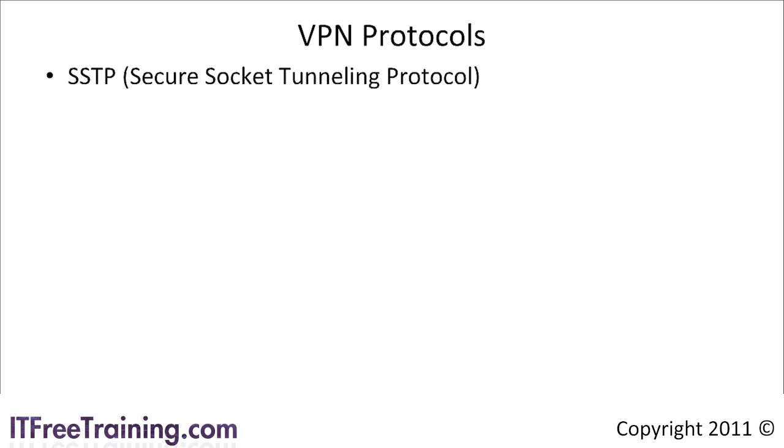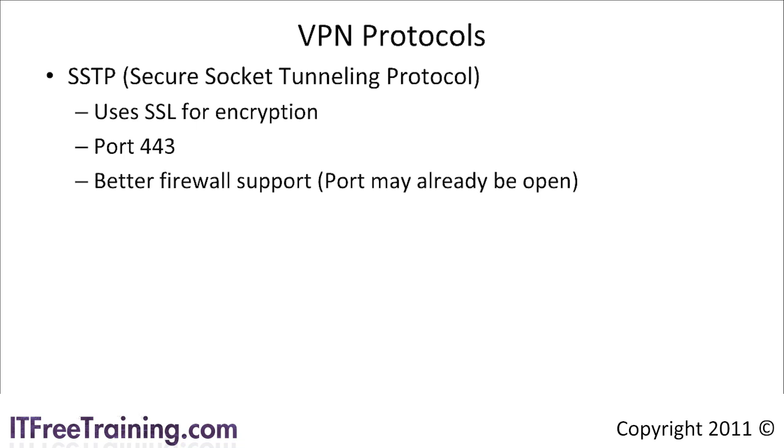SSTP, or Secure Socket Tunneling Protocol, addresses some of the problems with firewalls by using SSL for encryption. SSL uses port 443 to transfer traffic. Because of this, SSTP has better firewall support because port 443 may already be open, as it is commonly used by web traffic to encrypt data.